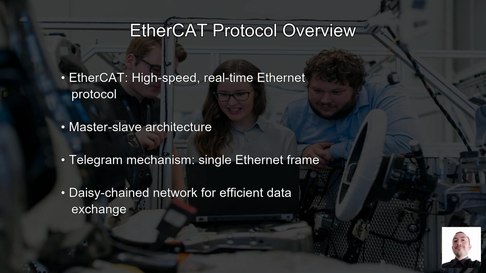EtherCAT is a high-speed, real-time Ethernet protocol designed for industrial automation. It stands for Ethernet for Control Automation Technology. Imagine it as a superhighway for data, allowing multiple devices to communicate simultaneously with minimal latency. The protocol uses a master-slave architecture where the master device orchestrates the communication, ensuring that each slave device receives and transmits data in a deterministic manner.